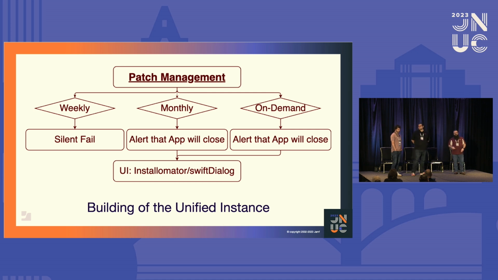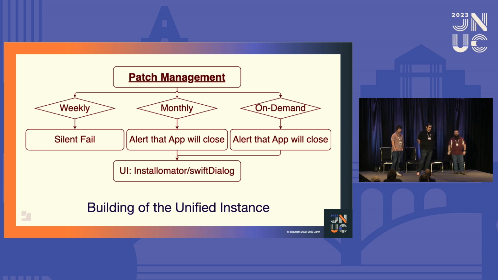Our monthly schedule sends alerts to users notifying them that the application needs to be closed in order to install the patch. This makes them aware and lets them plan around what they need to do in order to get the app closed. Then finally, we have the on-demand option, which provides the flexibility for users to initiate their patching whenever it's most convenient for them from self-service or the support hub.